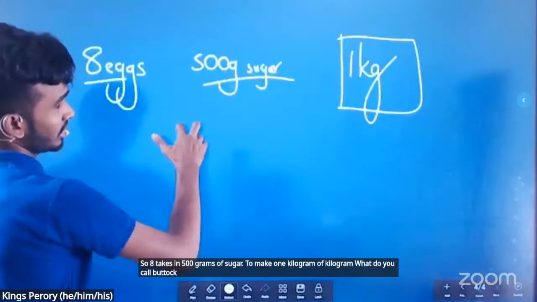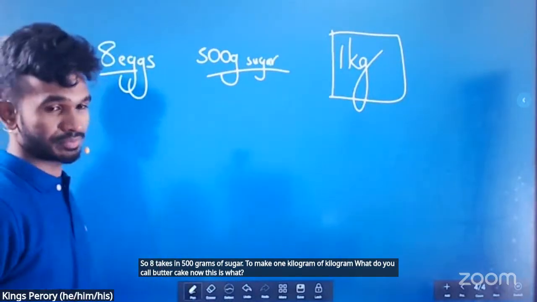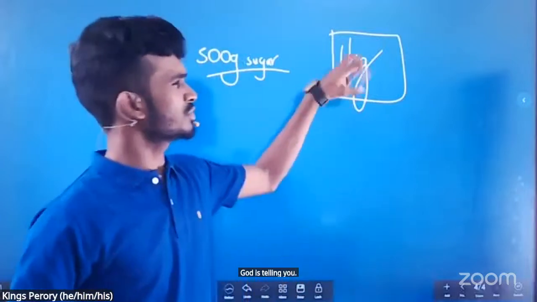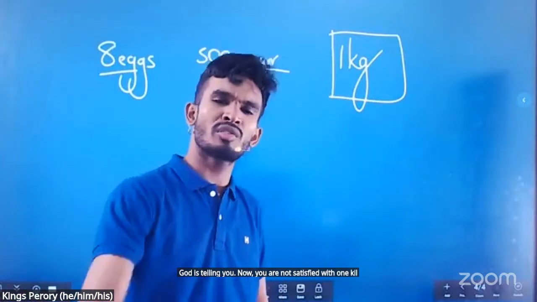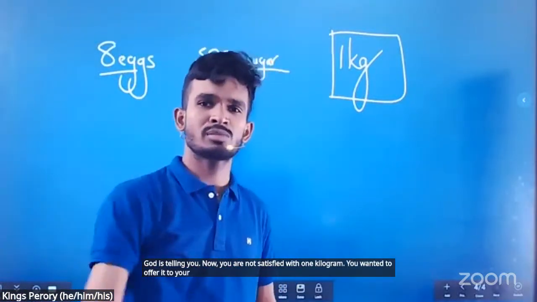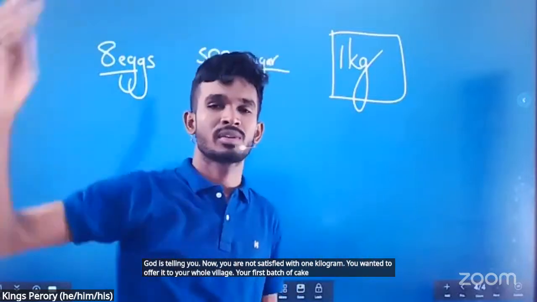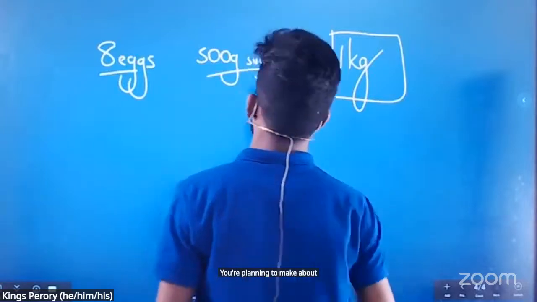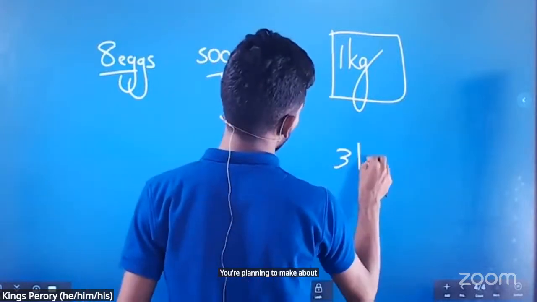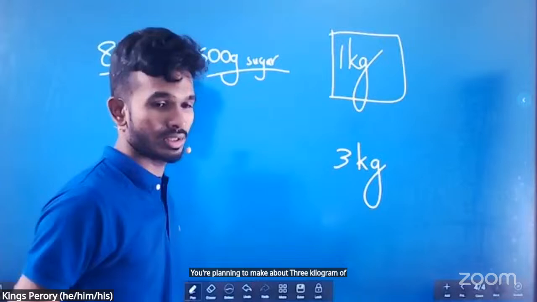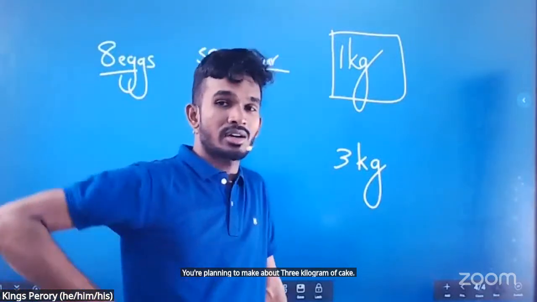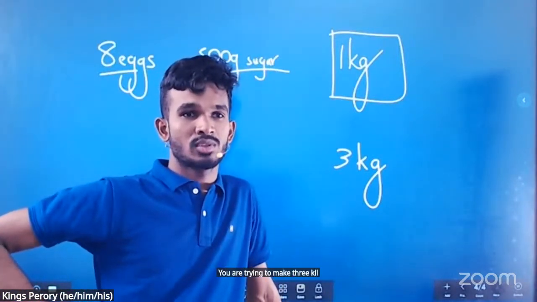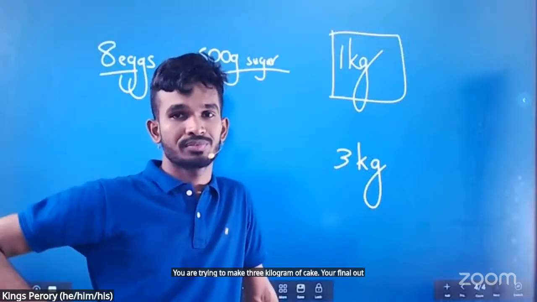Now this is what the YouTube guy is telling you. Now you're not satisfied with 1 kilogram. You want to offer it to your whole village. Your first batch of cake, the whole village should eat. So I thought you are planning to make about 3 kilograms of cake. Your final output should be 3 kg.